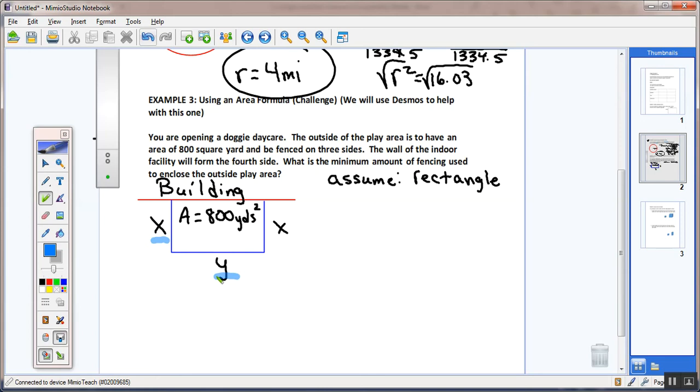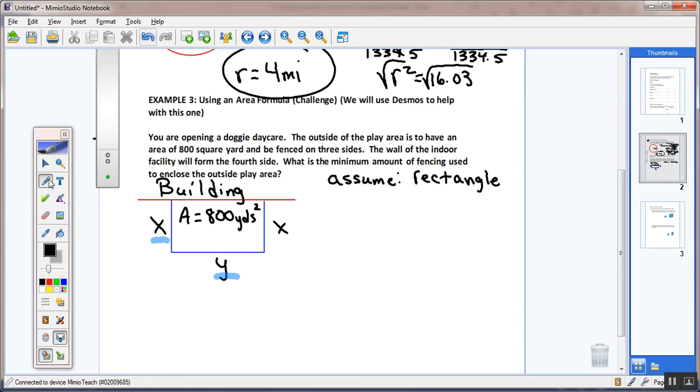Here's how this works, all right? This is a tough problem. A couple things we're going to have to set up. We're going to have to set up a couple of parameters. Here's the first thing I want you to do. If the area is 800 square yards, what equation could I write involving x and y relative to 800? What's the area formula for a rectangle? Base times height, or length times width. Would you all agree with that?